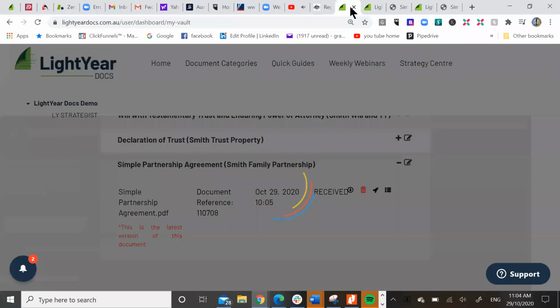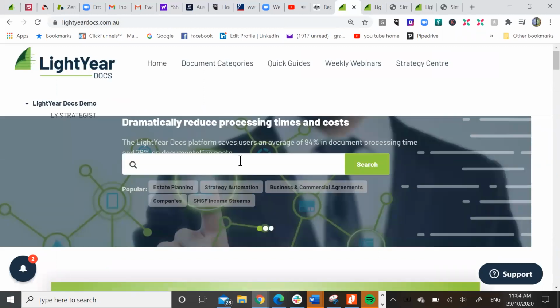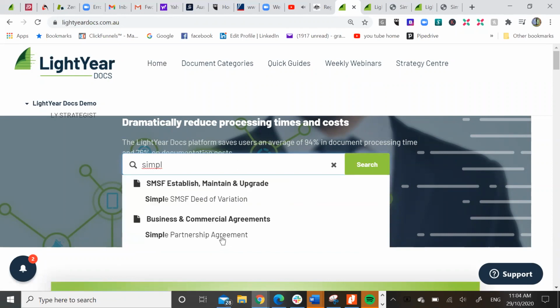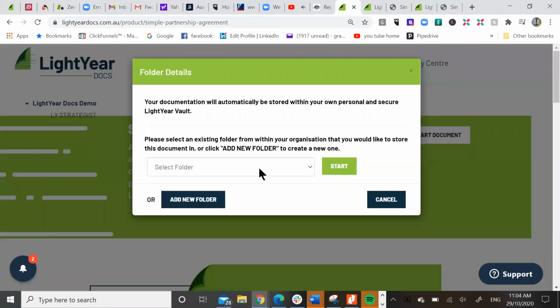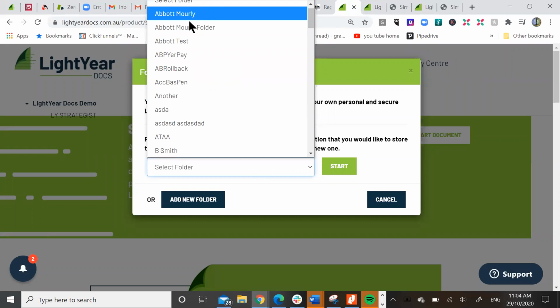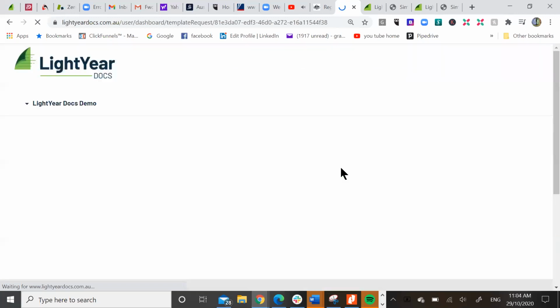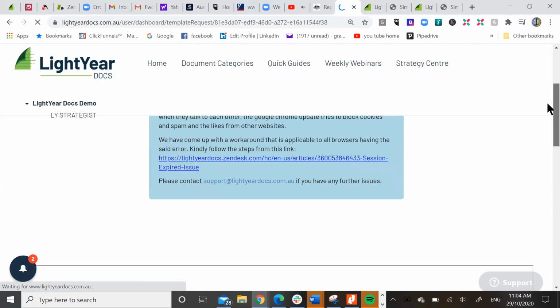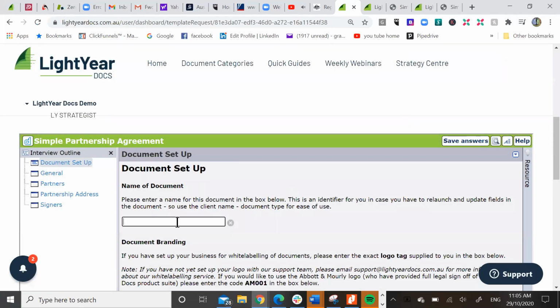So while I'm here, I might as well go in and do a JV between discretionary trusts. So I just simply bring up the simple partnership agreement. I'm going to start the document and look for the folder. So I put everything in the Abbott test, start this agreement. So you've already seen this, we just went through this. I'm going to crack on right from the start. So the first thing is I need to know my name. So I'll call it the Smith Family JV.